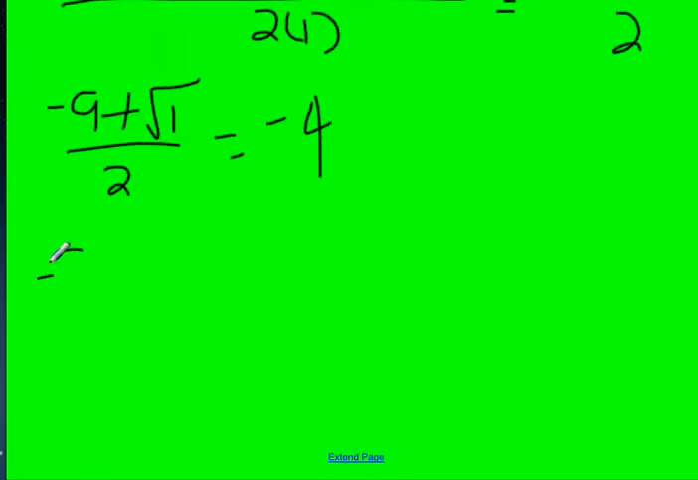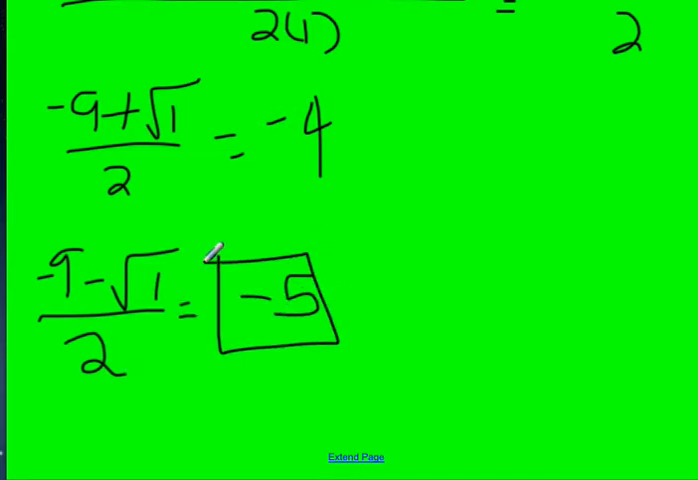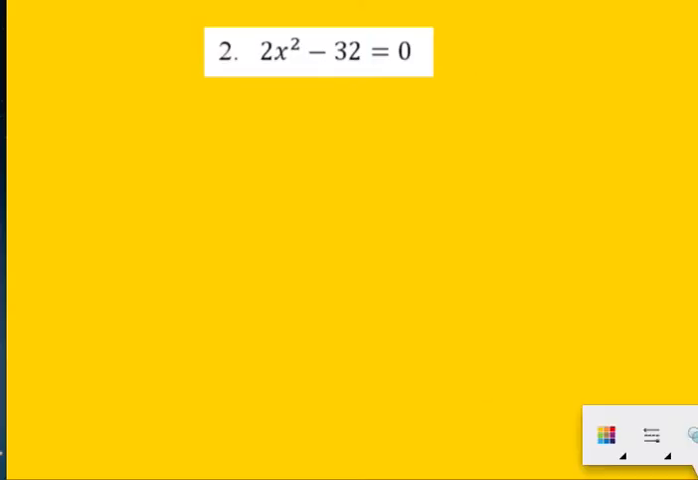So then we're going to do negative 9 minus the square root of 1. Hit enter on your calculator and then divide it by 2. And when you do that, you're going to get a negative 5. So my solutions for that one are negative 4 and negative 5. So let's go ahead and take a look at number 2.